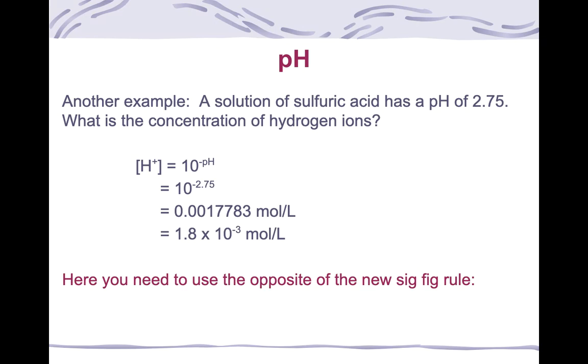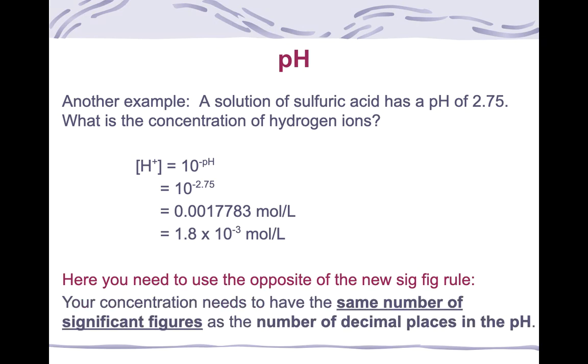Now, we have to think about the significant figures. You need to use the opposite of the rule that I just mentioned. Your concentration needs to have the same number of significant figures as the number of decimal places in the pH. The pH 2.75 had 2 decimal places, so your concentration is going to have 2 significant figures. That's why it's written as 1.8 times 10 to the negative 3. You wouldn't have to put that into scientific notation. You could have left it as 0.0018 moles per liter.